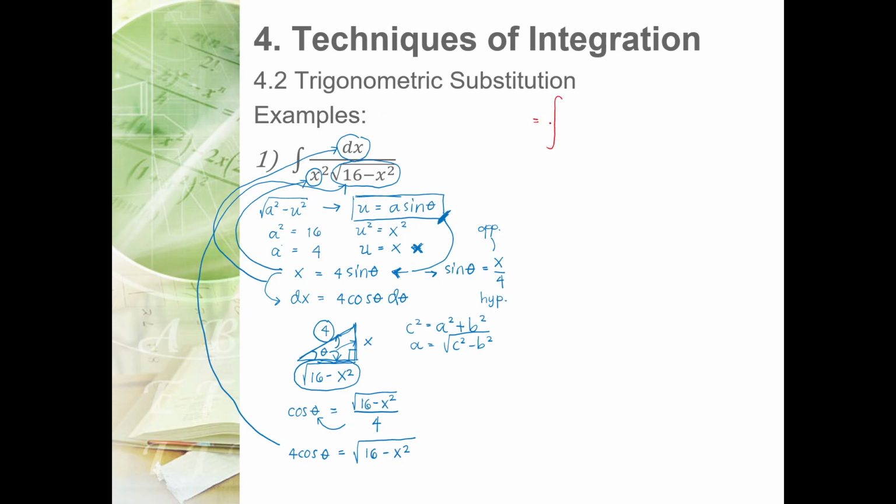Okay, so starting first with dx. This one is our dx, so that will be 4 cosine theta d theta. All over x squared. Notice that our value for x is 4 sine theta, so this will be 4 sine theta squared. The next is your square root of 16 minus x squared. This one is this value here, which is 4 cosine theta.